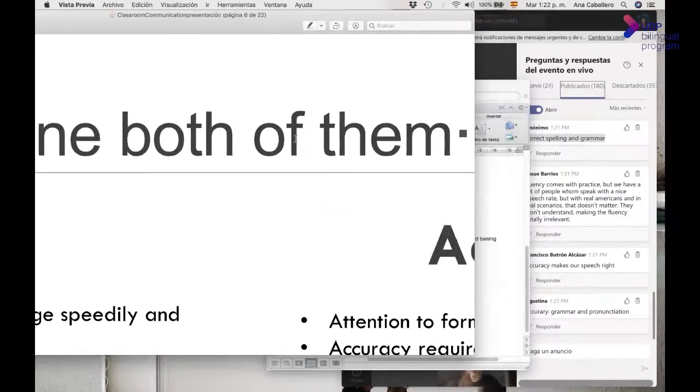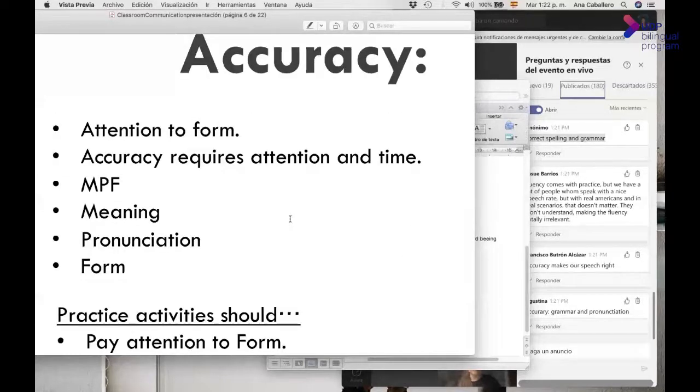Well, we're going to start with accuracy first. Accuracy gives attention to form. Yesterday, we talked about MPF: meaning, pronunciation, and form. When we present new words, new tenses, or new grammatical structures, we need to have this very clear: meaning, pronunciation, and form. What are we using it for? But here, in accuracy, we're giving more importance to form, because this is the control of language systems.